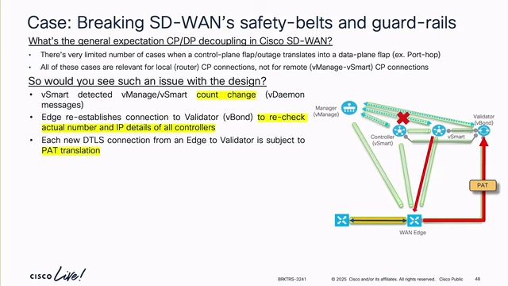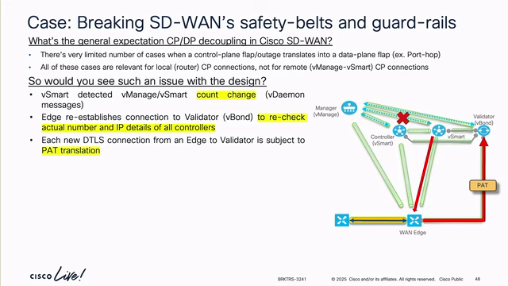So maybe you need to go to vBond and double check if vManage is still there, or maybe something changed for the vManage. It's just kind of a notification to all other devices. But in our case, that message goes to the edge device as well. So what is the edge device doing?